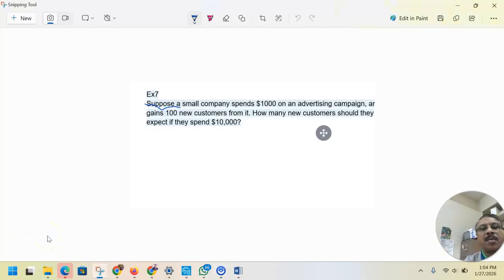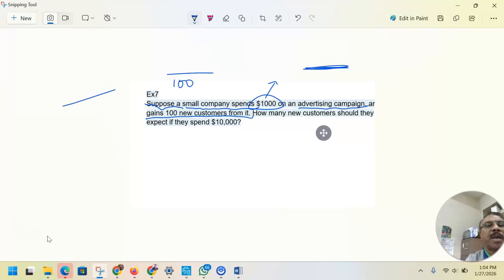Suppose this is an example. A company spends $1,000 on an advertising campaign and gains 100 new customers because of this expense. So you very quickly think of a ratio of spending money: if you spend $1,000, you end up getting 100 new customers.